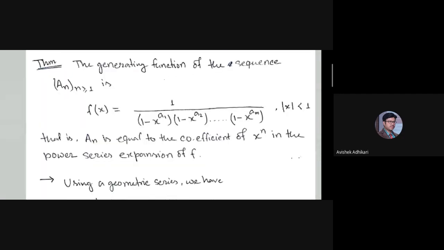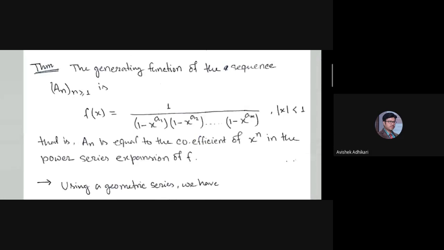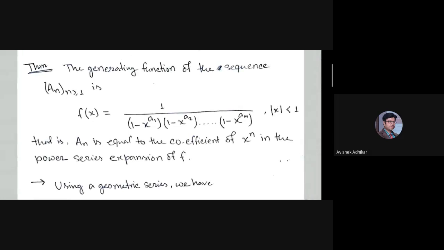So here is the theorem that the generating function of the sequence an, where n is greater than or equal to 1, looks like f(x) = 1 / ((1 − x^a1)(1 − x^a2)...(1 − x^am)), where |x| < 1. Why it is so, we look further.